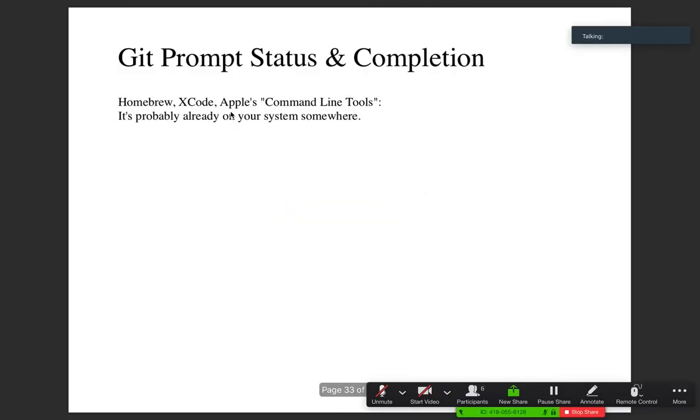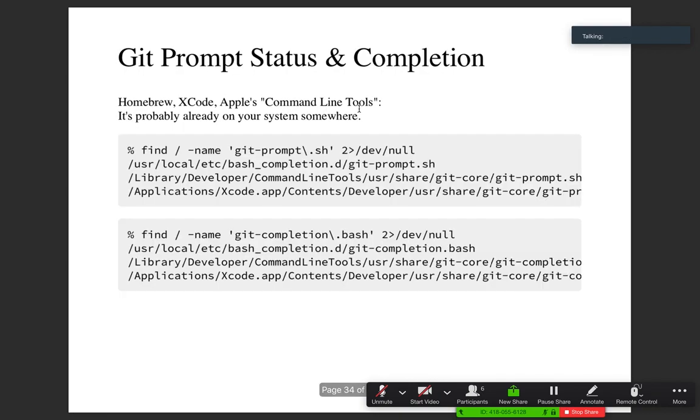But let's talk about Git. So if you've got Git installed, you probably have the files to customize your shell for Git also installed. If you've installed Xcode, if you've installed Apple's lightweight command line tools, if you're running Homebrew, it's definitely installed. If you're on Linux, it's definitely installed. If you're on Windows, I don't know, but I'd be willing to make a bet that it was installed.